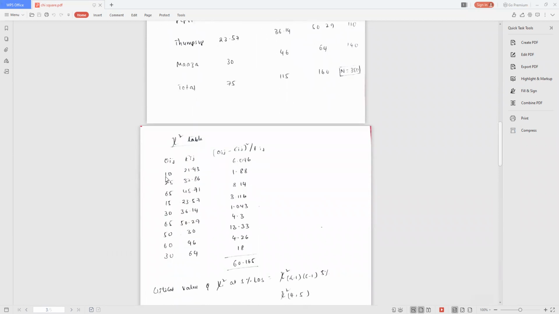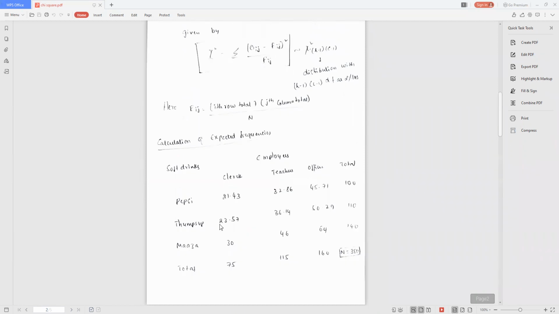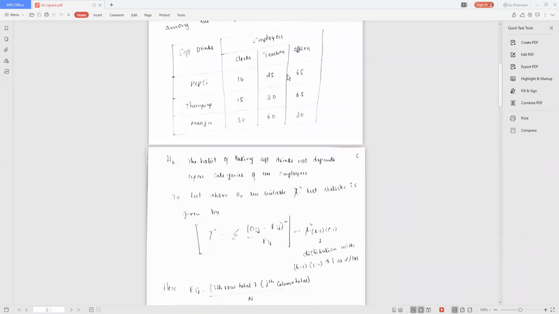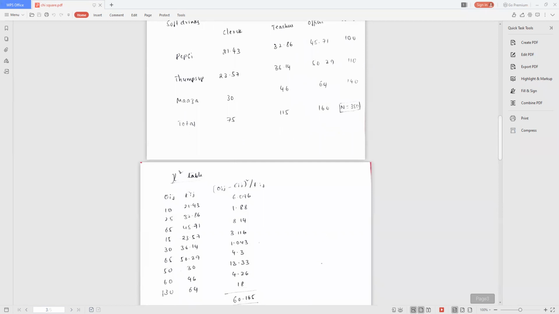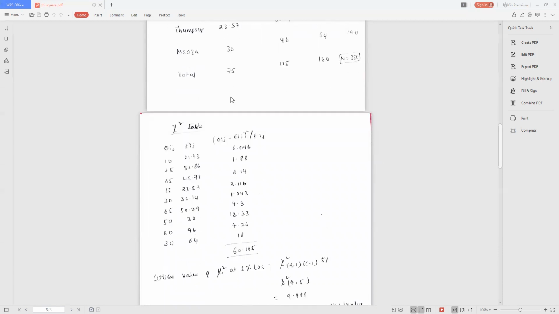Oij means the observed values, that is the initial values that they have given. These observed values they have arranged in one column, that is 10, 25, 65, like this. And the expected frequencies, which we have calculated, are also arranged in the form of a column.